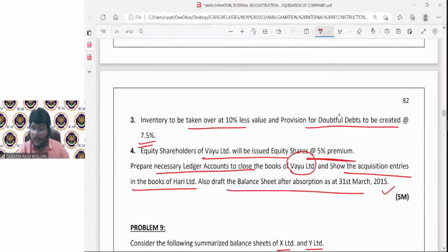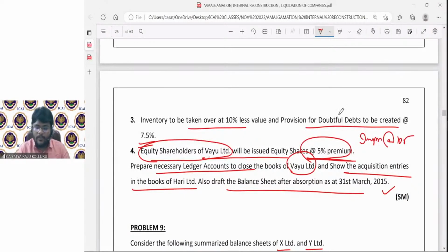Equity shareholders of Vayu Limited will be issued. The purchasing company is going to issue equity shares at the rate of 5% premium. Issue price is at the rate of 105. Prepare necessary ledger accounts and close them, and prepare the balance sheet. Now my first question: method of PC.